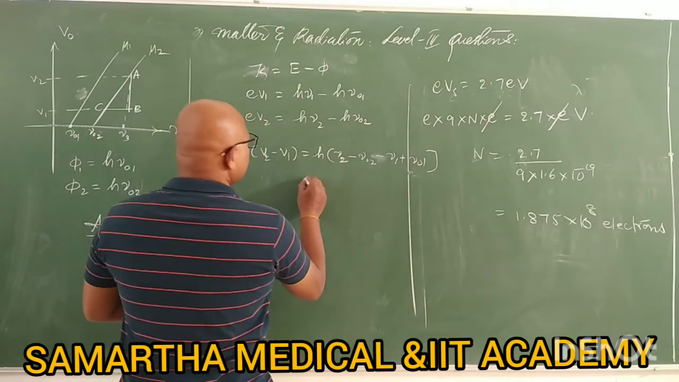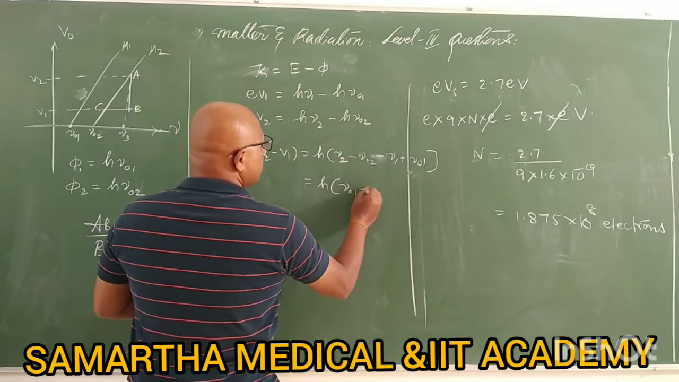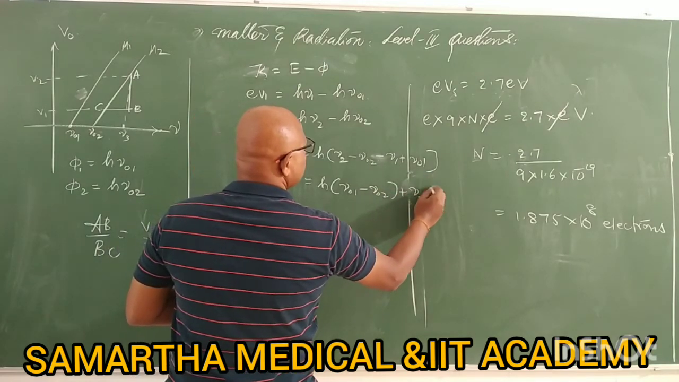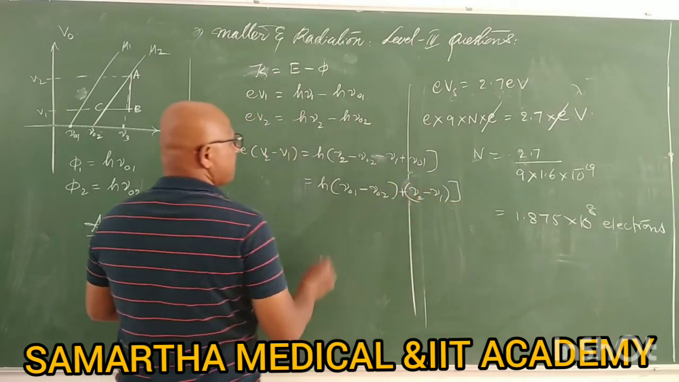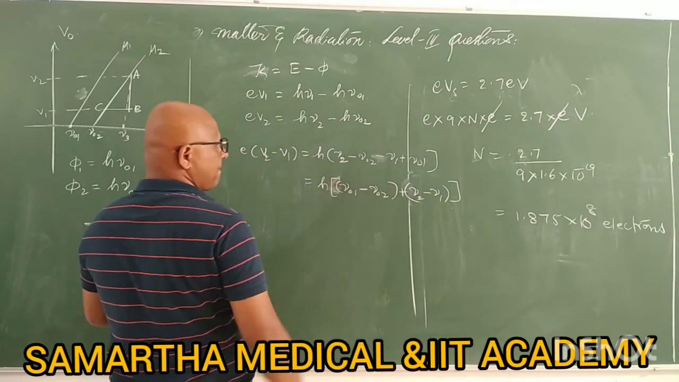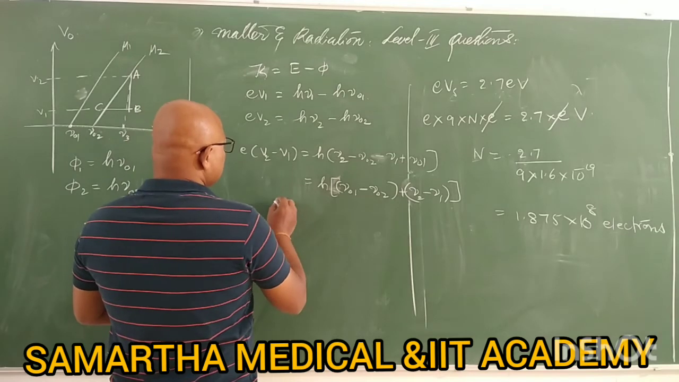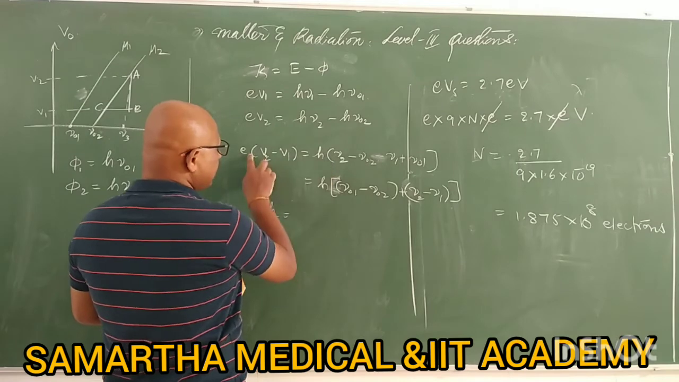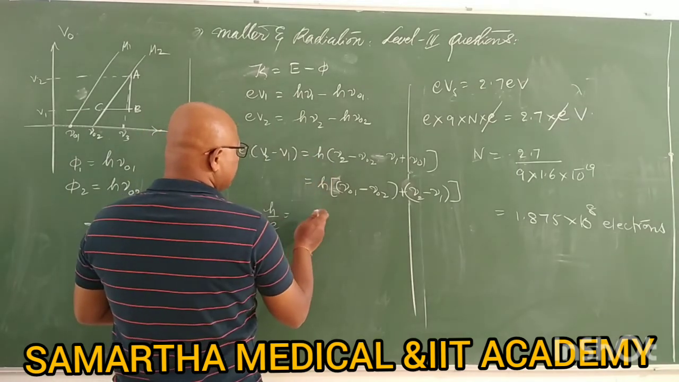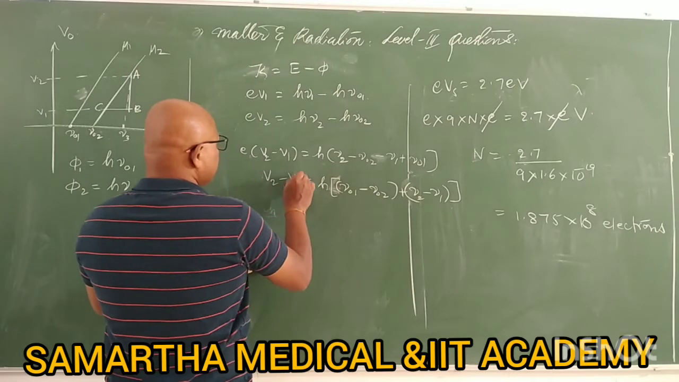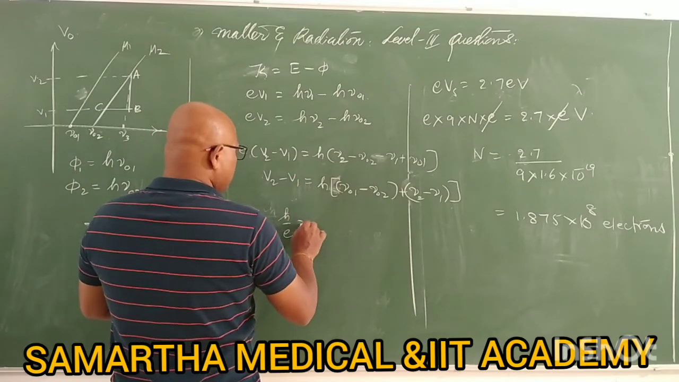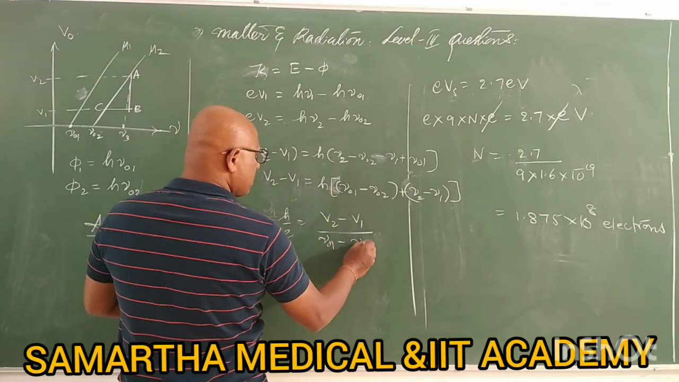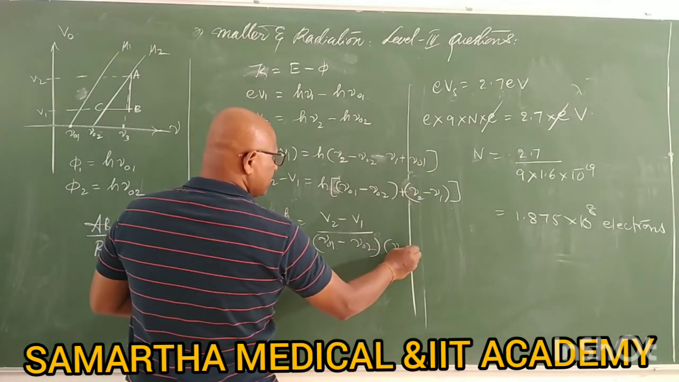Then it becomes h into nu naught 1 minus nu naught 2, plus nu 2 minus nu 1. So in that case the slope will be h by e. If you take h by e as the common thing, then h by e is equal to V2 minus V1 divided by nu naught 1 minus nu naught 2 into nu 2 minus nu 1.